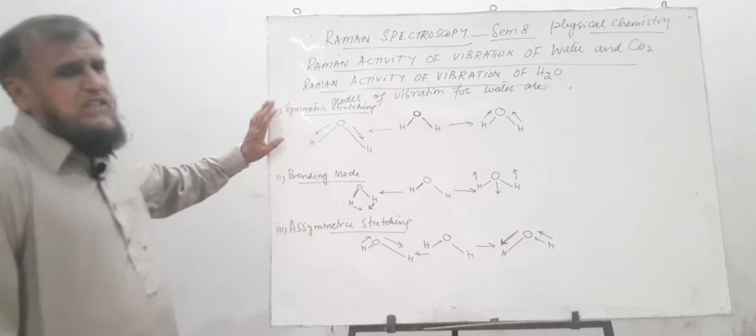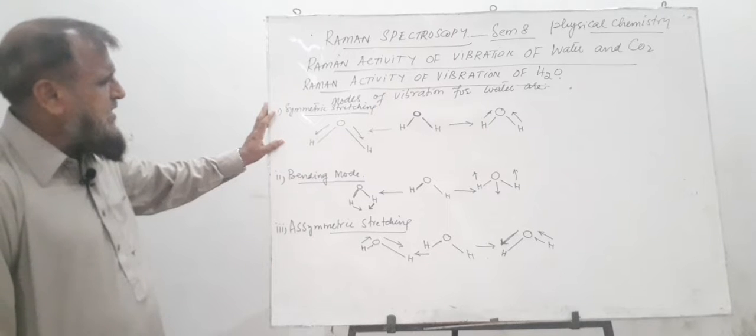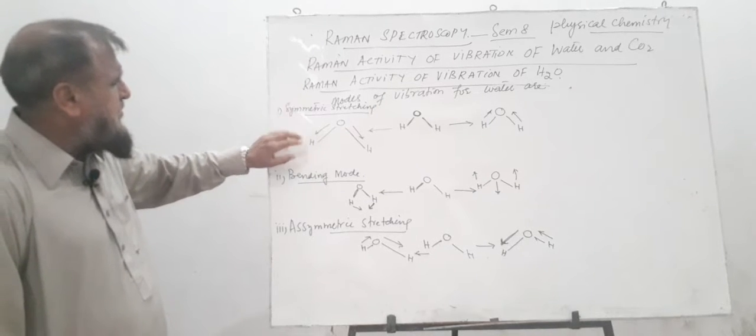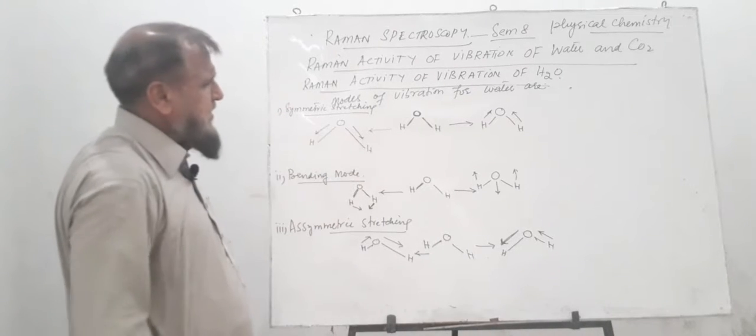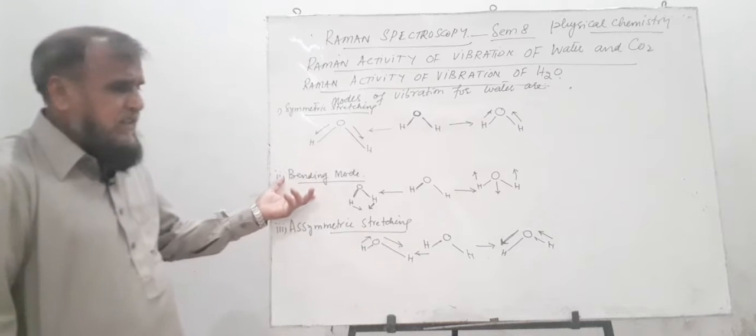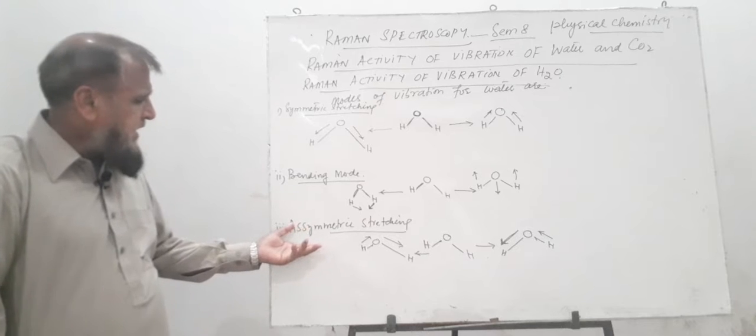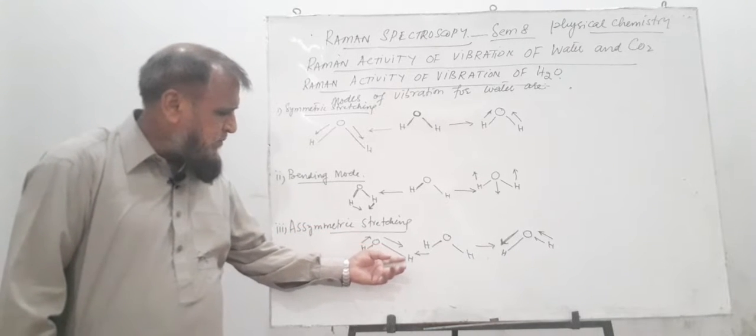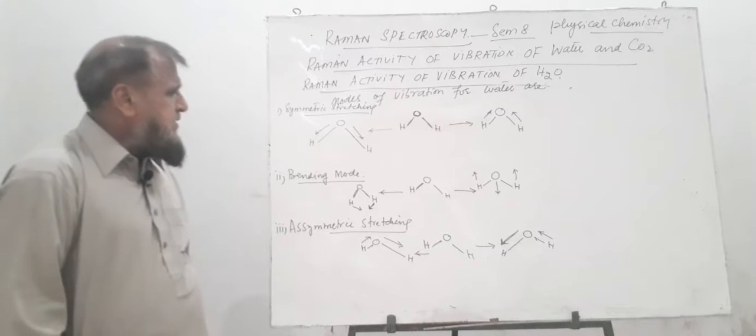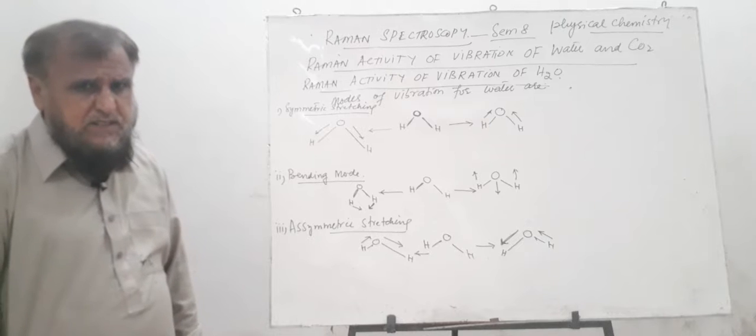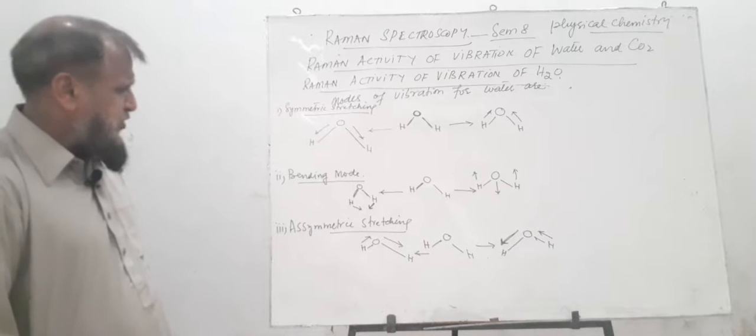Now these are the three modes of vibration, or 3 vibrational degrees of freedom. Symmetric stretching, in which both the bonds expand or compress simultaneously. Bending mode, in which the bond angle decreases and bond length remains the same. Asymmetric stretching, in which one bond expands and the other compresses. Now we consider what happens to polarizability of molecule in different modes of vibration.